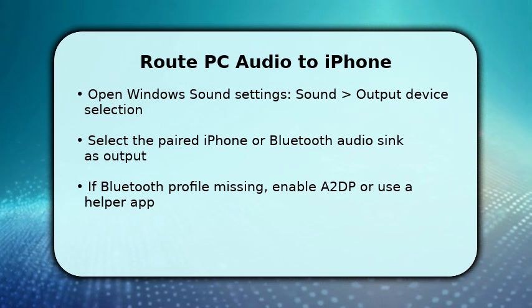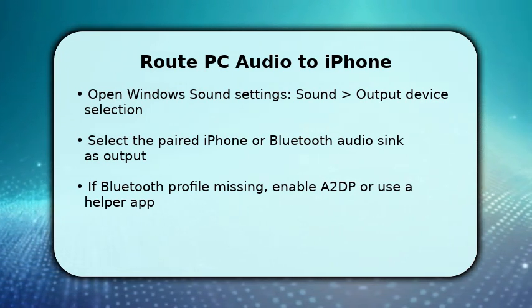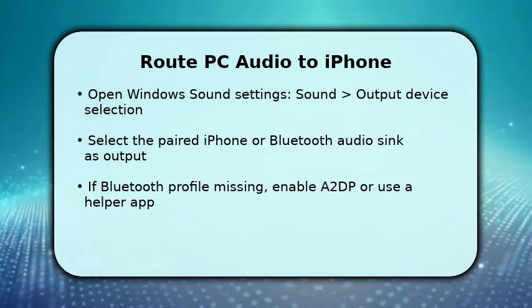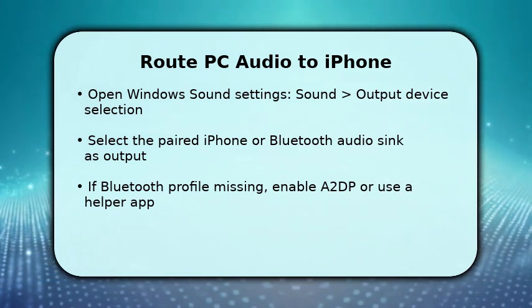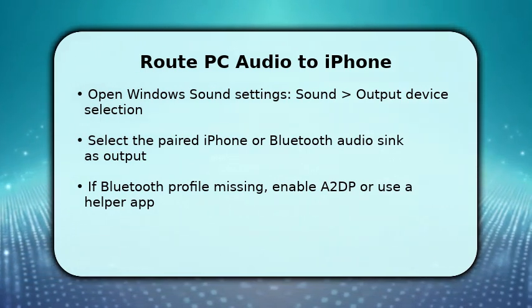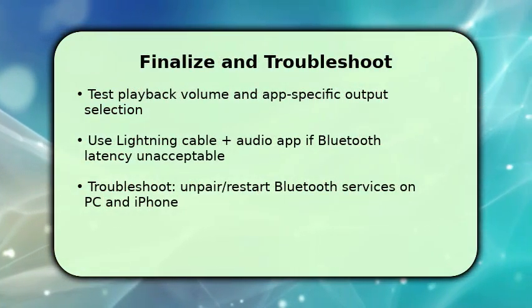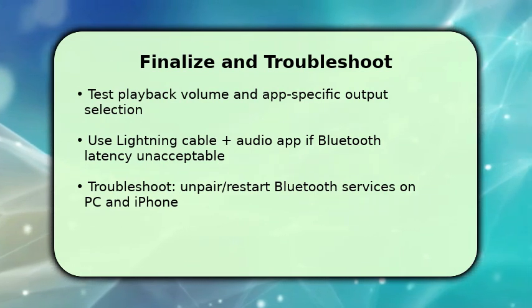If Bluetooth cannot provide the A2DP sync, install a helper app on the iPhone that exposes an audio receiver and follow its connection routine. Once the sync is selected, test with music. Finish by verifying volume levels and app-specific output. Some players require manual output selection.